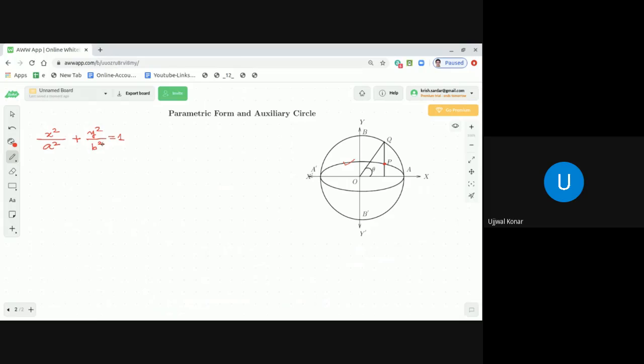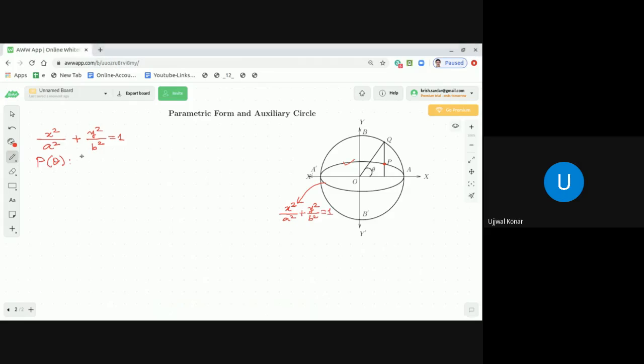Now, on that ellipse, this is the equation of the ellipse: x square by a square plus y square by b square is equal to 1. Now, on that ellipse, we are taking a point theta. Theta is a parameter, and what is the coordinate we are going to take?